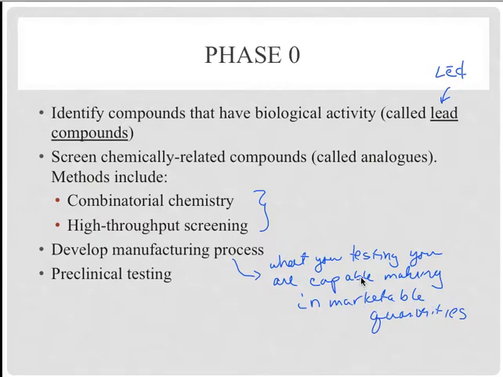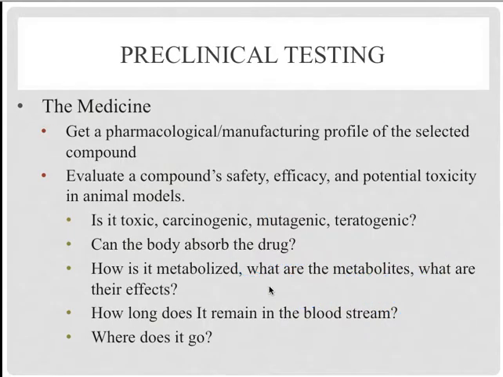All right, and then preclinical testing. Preclinical testing is, we don't really need to copy this. This is kind of the overview. So you get a pharmacological or manufacturing profile of your selected compound. You're going to evaluate that compound's safety and potential toxicity in animal models first.